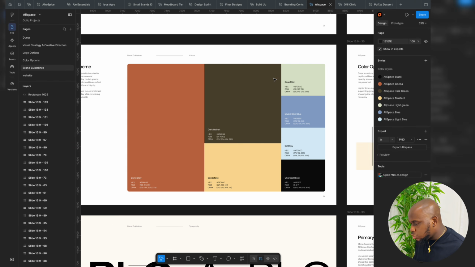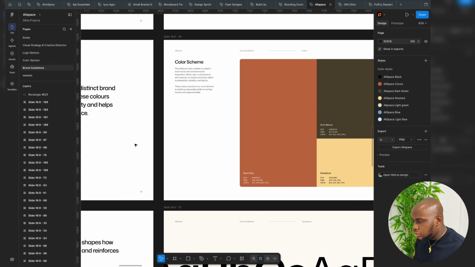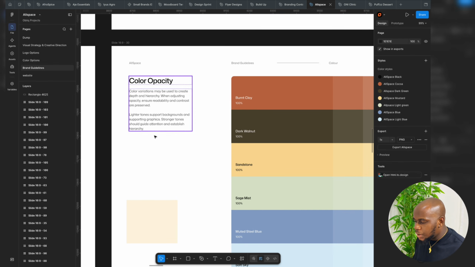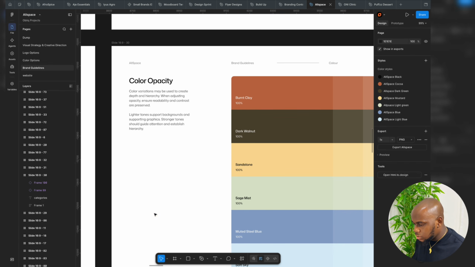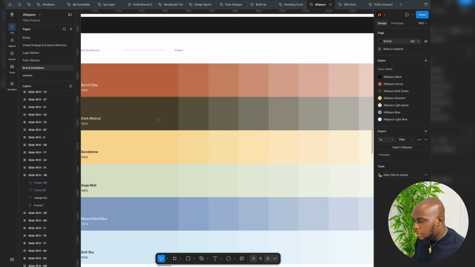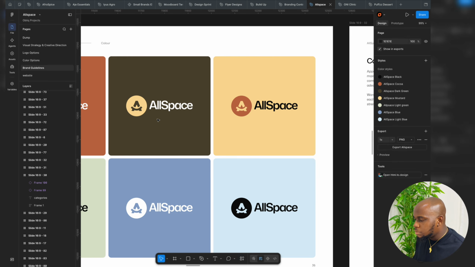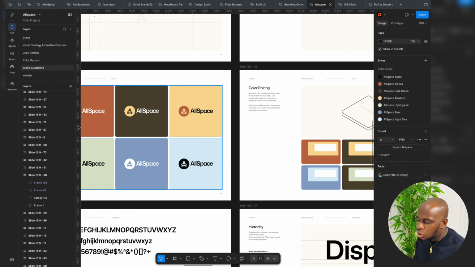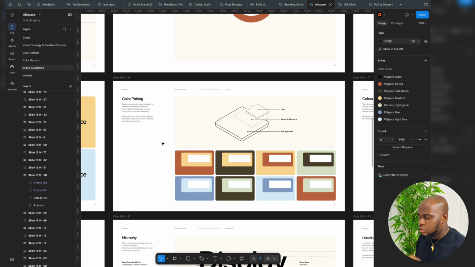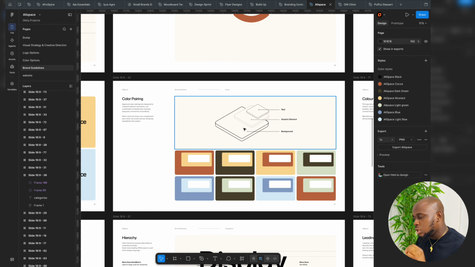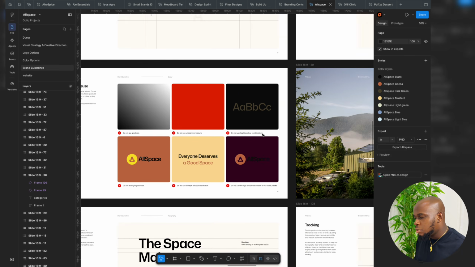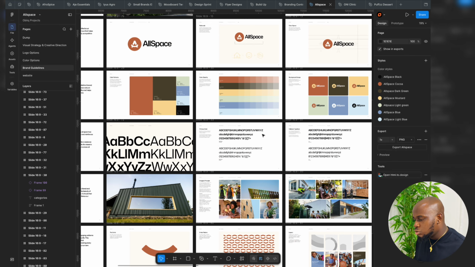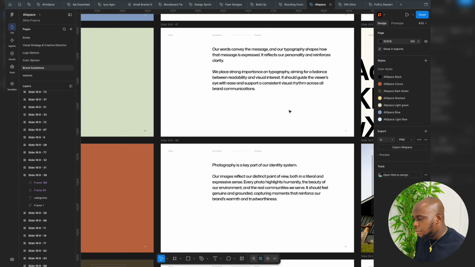On this side of the document, we talk about the opacity. I think I need to delete this. How is this not deleted? But yeah, we talk about how to use the logo on each and every color background. Then color pairing. This is a very important part of branding, understanding what the pairing should be, color misuse, and all those sorts of things. So we talked about the typography as well.